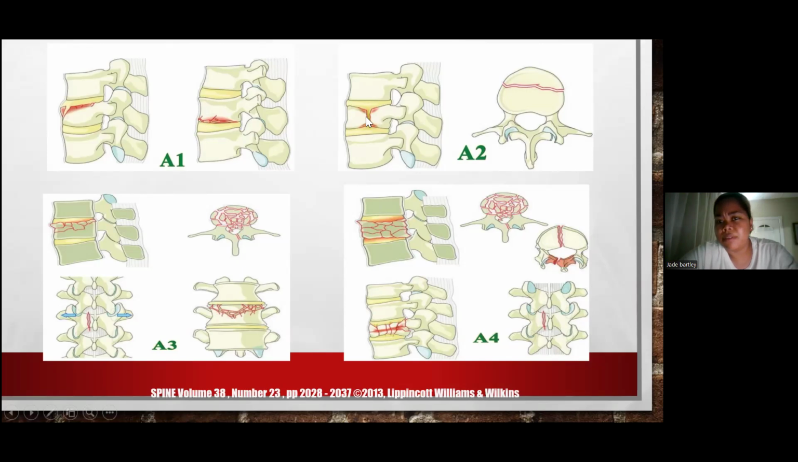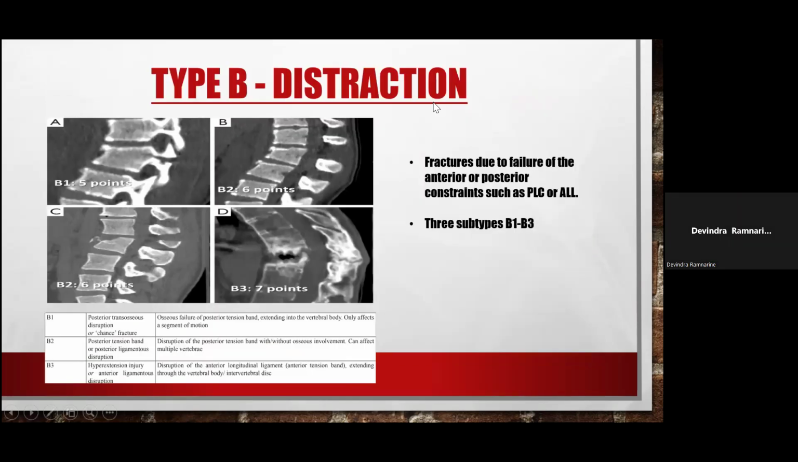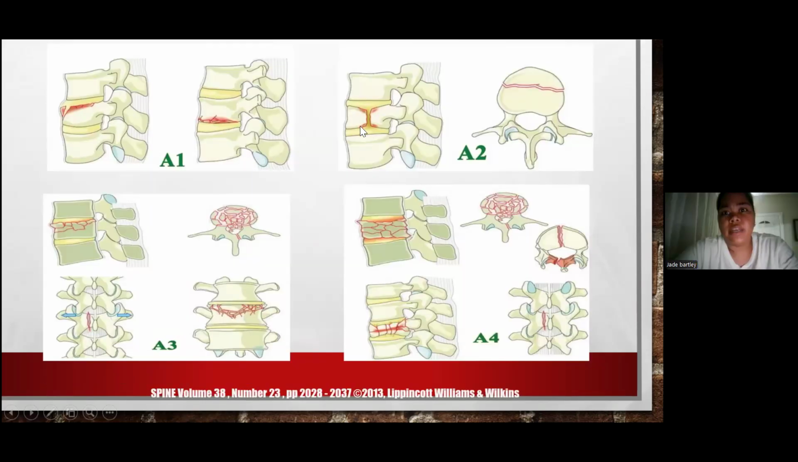Are you seeing my mouse? Yep. Yeah, sorry. So A2 involves both the superior and inferior end plates, as you can see here. And there is some concern for instability.